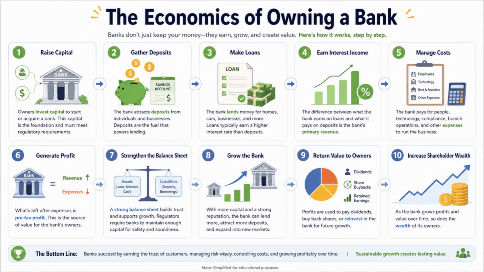But owning a bank is not only about making money. It is also about managing trust, following regulations, protecting depositors, controlling costs, and making smart lending decisions. So, the bottom line is simple. Banks succeed by earning the trust of customers, lending wisely, managing risk carefully, controlling expenses, and growing profitably over time. Sustainable growth is the key because a bank that grows too fast without proper risk control may face losses, while a bank that grows responsibly can create long-term value.